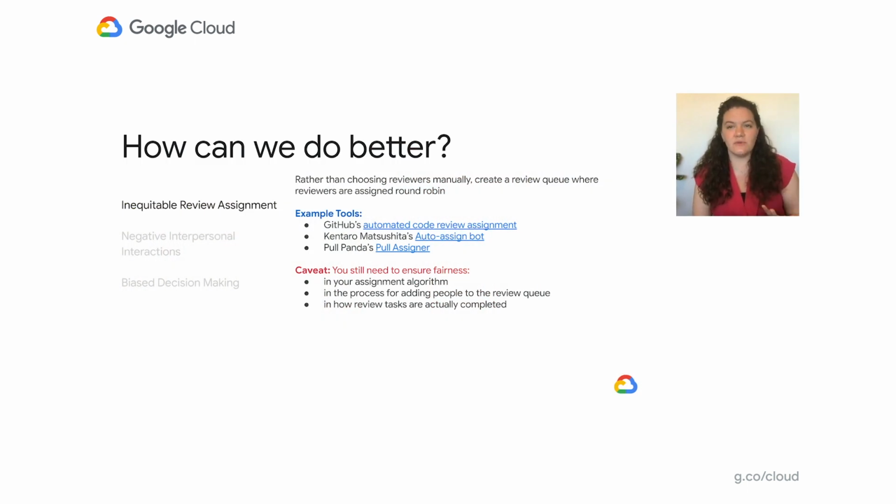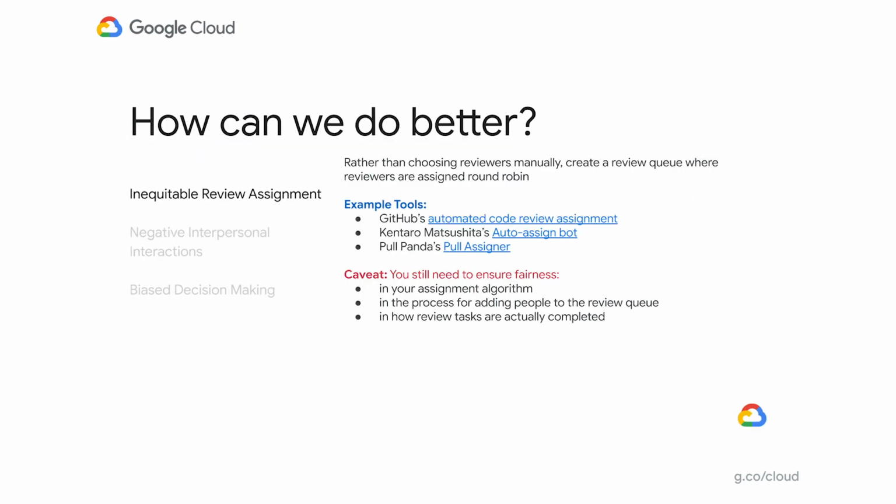And rather than choosing reviewers manually, you can create a review queue where reviewers are assigned in a round robin style. There are a few example tools here from GitHub, an auto assign bot, and a pull assigner. Now, there's an important caveat here: just implementing a tool that will put in place a queue doesn't automatically fix problems. You do have to ensure that there's fairness in the ecosystem around the tool, including in the assignment algorithm itself and any inputs into the algorithm, such as code ownership, in the process for adding people to the review queue, and in how review tasks are actually completed.